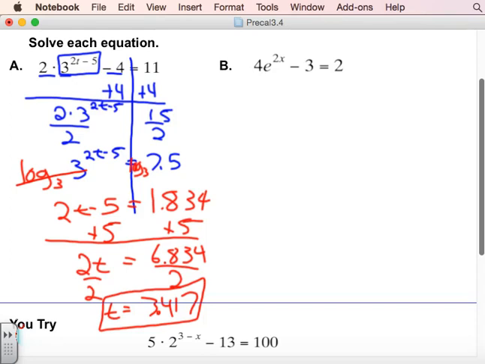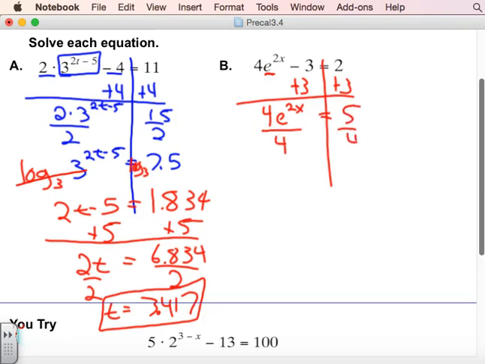So right here, again, we need to isolate the base. Our base is e, not 4e. 4 is not part of the base because 4 is not being raised to an exponent. So we need to get the e by itself. So I need to get rid of subtract 3 first. So I'm going to add 3. Gives me 5. And then I need to get rid of the times 4. So I'm going to divide by 4. That leaves e to the 2x. 5 divided by 4 is 1.25.